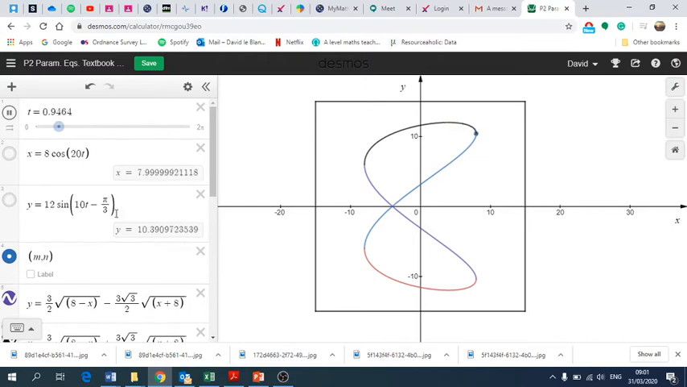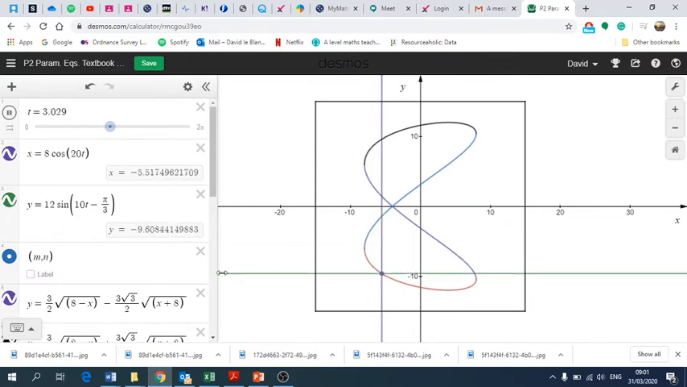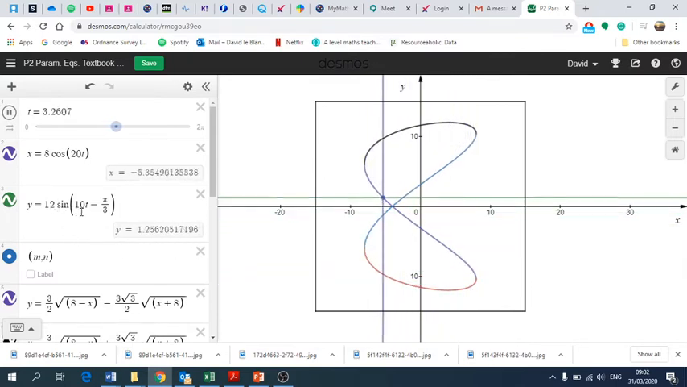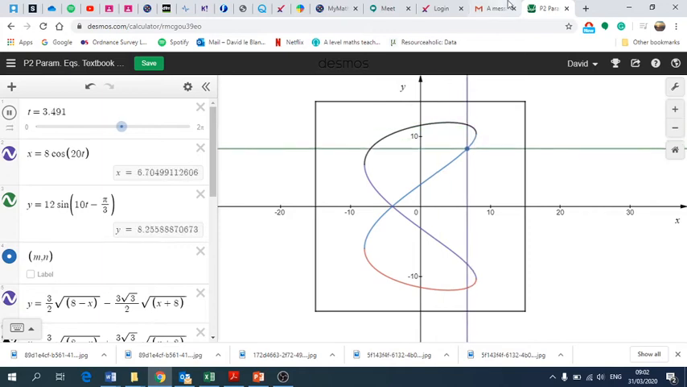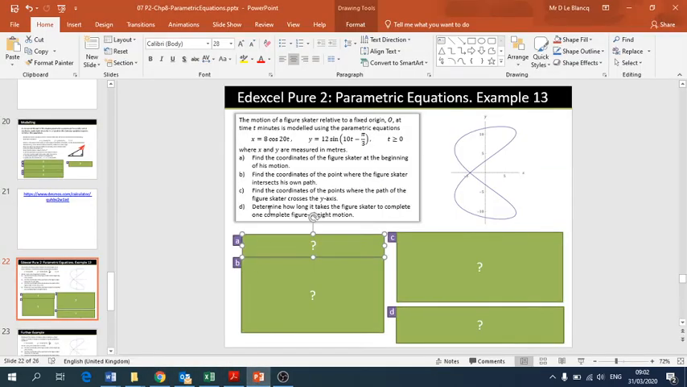So if we go right back to the start for our figure skater going around in this ice rink, we've had the horizontal motion, or motion in the x-axis, described by this equation here. So x, we can see that it's periodically moving by this function 8 cos 20t, and our y, we can see, is moving periodically with this motion 12 sine 10t minus pi over 3. For part D, determine how long it takes the figure skater to complete one complete figure of 8 motion.